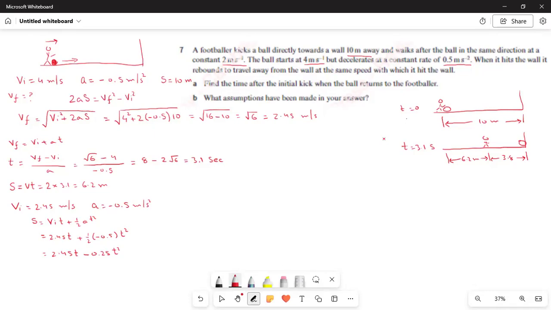Okay, but how far is it from this point, which is 3.8 meters from the player, right? So I would say that distance would be 3.8 minus this whole thing, which is 2.45t minus 0.25t square. I'm talking about the distance between this point and the ball, wherever the ball is. So this distance is given by this, let me call it S1. So this is S1 as a function of time.